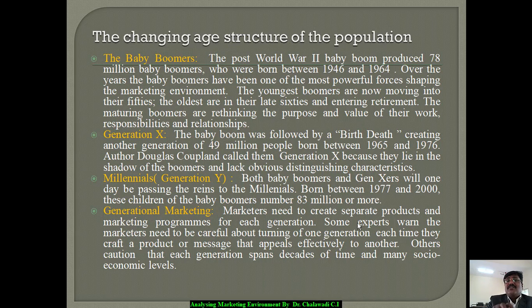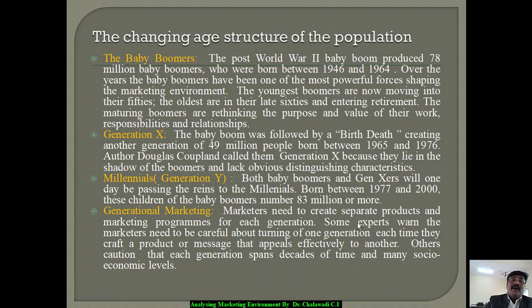Baby boomers are also one of the structures of the population, right? The post-World War II baby boom produced 78 million baby boomers, who were born between 1946 and 1964. Over the years, baby boomers have been one of the most powerful forces shaping the marketing environment. The youngest boomers are now moving into their 50s. The oldest are in their late 60s and entering retirement. The maturing boomers are rethinking the purpose and value of their work, responsibilities and relationships.